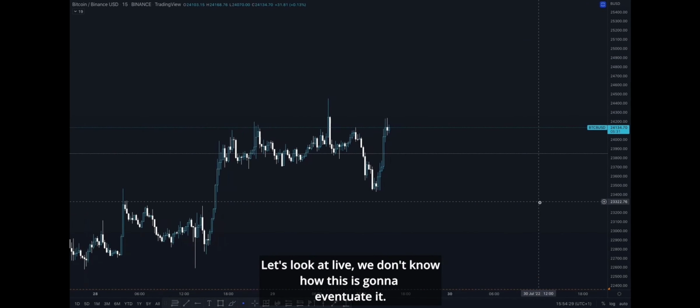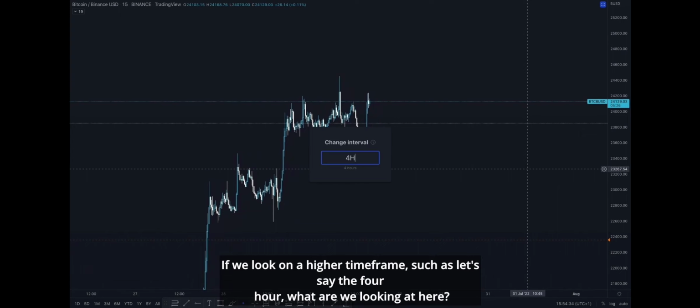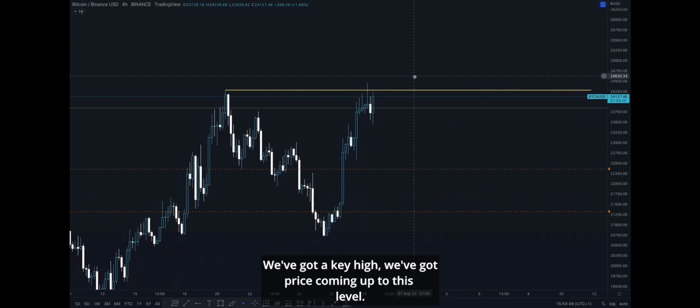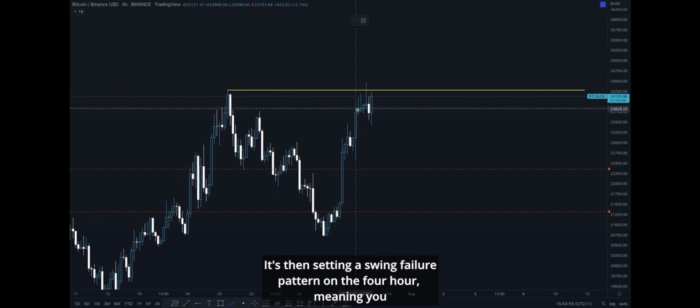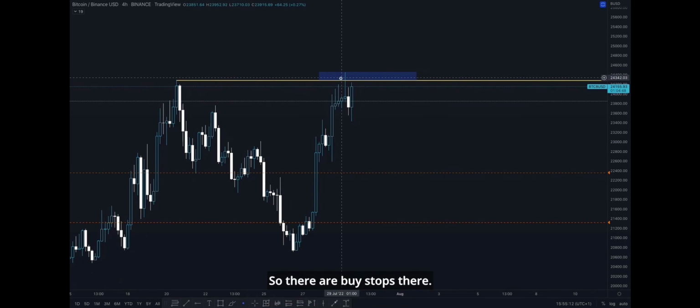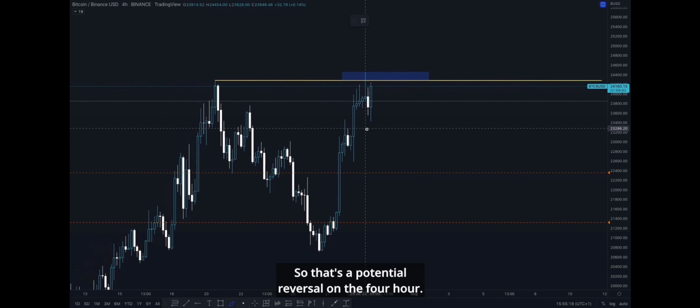We don't know how this is going to eventuate. You can see a similar thing happening. If we look on a higher time frame, such as, let's say, the 4 hour, what are we looking at here? We've got a key high. We've got price coming up to this level. It's then setting a swing failure pattern on the 4 hour, meaning you have a key high that's got liquidity above it in the form of buy stops. So there's buy stops there. Price moves up, sweeps through them, closes back below. So that's a potential reversal on the 4 hour.